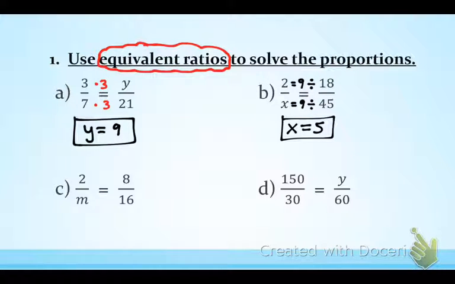When 18/45 is simplified, what does it come out as? 2/5, and that is what we wanted it to equal. Okay, let's go ahead and try a couple more examples exactly like this.